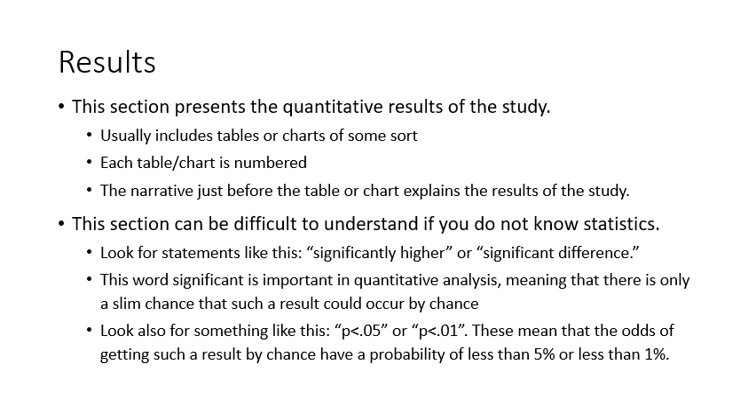So you can look for statements like significantly higher or significant difference. That word significant is really important because it means that there's only a slim chance that this result could occur by chance. You could also look for something like p less than 0.05 or p less than 0.01, because that means that the odds of getting such a result by chance have a probability of less than 5% or less than 1%. So these are the things you can look for. So let's take a look in our paper.